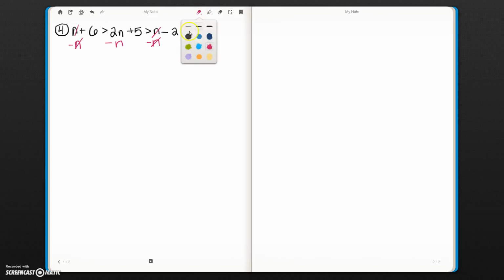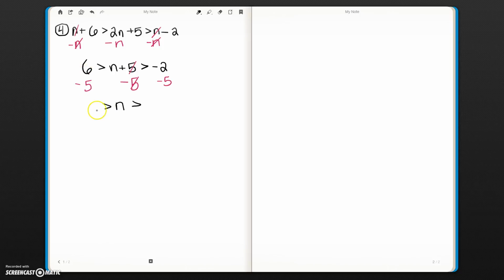And you'll notice that the two on the outside are gone now. I just have 6 is greater than 2n minus 1n, which is just n plus 5, which is also greater than negative 2. And then from here it looks like just a normal compound inequality that we've been solving. This is an and inequality. So we subtract 5 from all three places, and we end up with n in the middle. 6 minus 5 is just 1, and negative 2 minus 5 is negative 7.